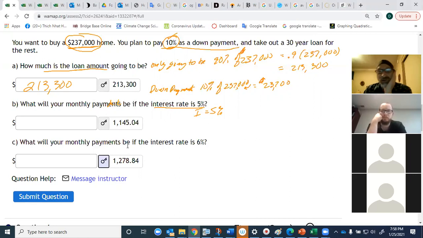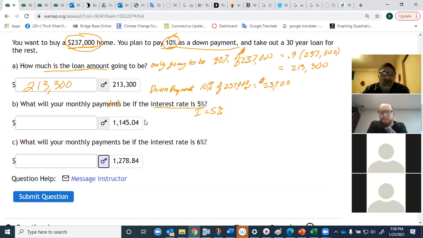Right now, interest rates are super low. They're like 3% now. So anyway, now you think about that for a second. You only owe $213,300, and you're going to be paying $1,145 a month if you get a 5% interest rate. Does that prompt you to think of anything right there? Does it make you curious about something? Not really. Okay.